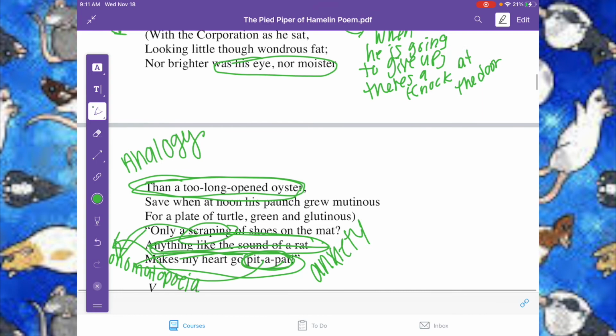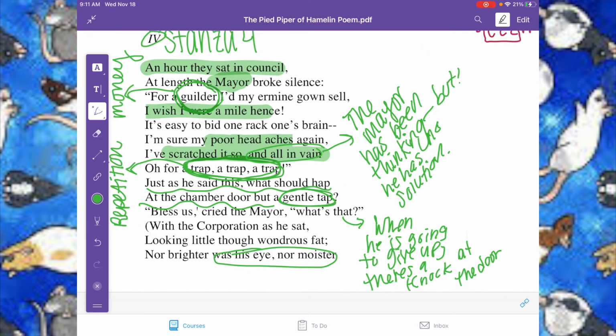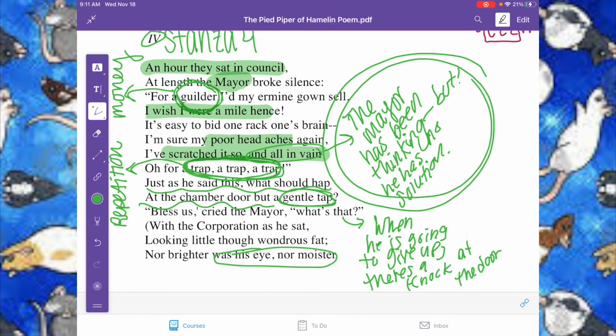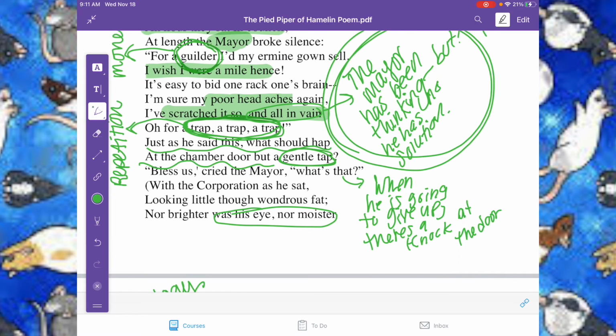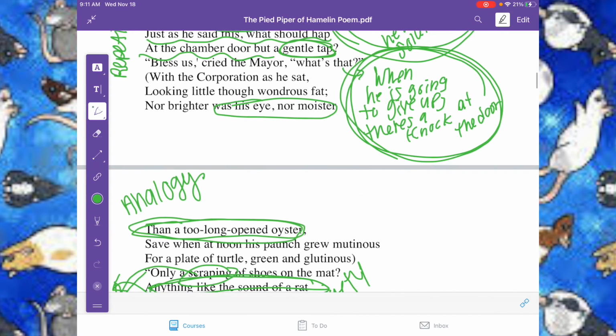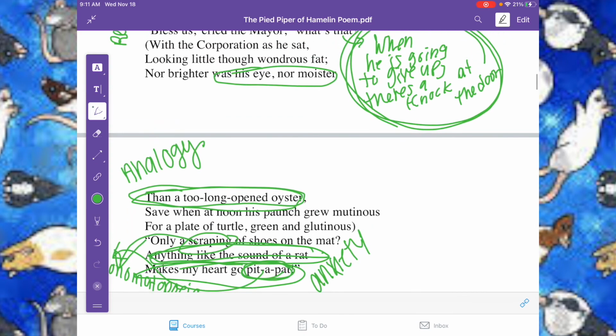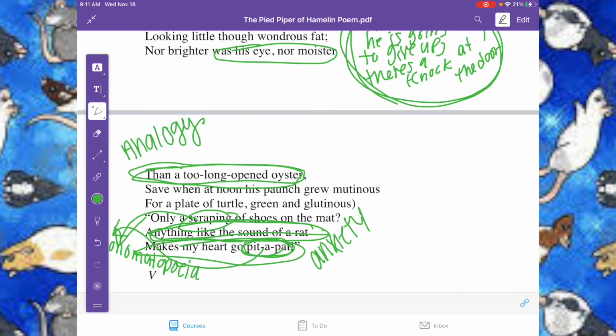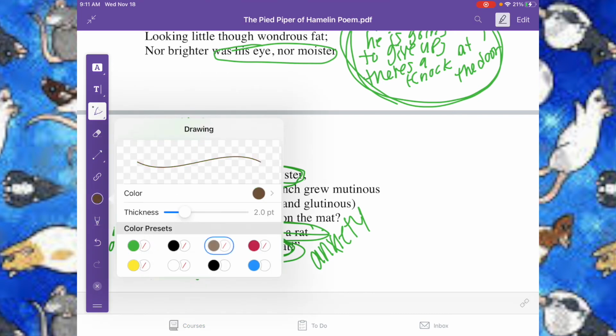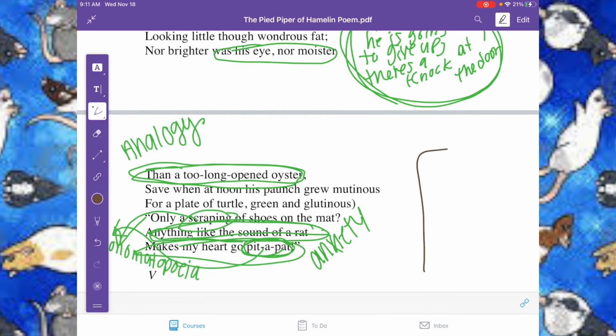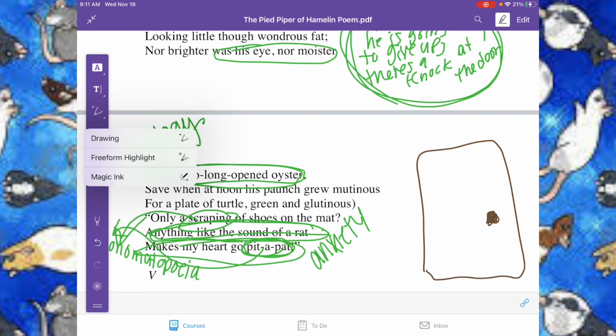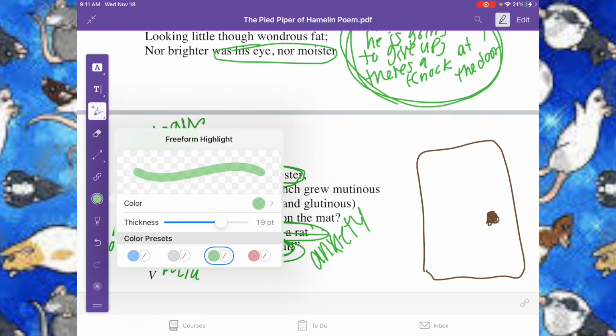So what is the most important piece here that we really need to take from stanza 4? The mayor is unsuccessful in coming up with a solution. He cannot do it himself. He's really thinking about it. He's got nothing. Just as he's about to give up, there's a knock at the door. So we're going to get a new character that's coming in to try to solve the problem. So here, let's draw the most important thing from this stanza, which is there is a knock at the door and someone is coming to solve the mayor's problem, because he obviously cannot do it himself.